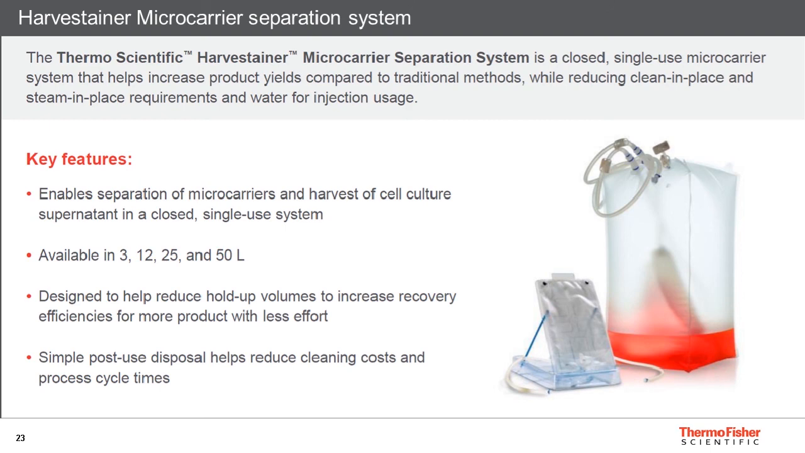The Harvestainer comes in different sizes, so it can be used in different stages of the process. And the size is the size of the inner bag. So when you look at the 50-liter one, it can be used for very large bioreactors. The main advantage is that it's a very simple system to use, and it's also very efficient. It does have very little hold up, so recovery is pretty high compared to traditional methods. And it's a single-use system.